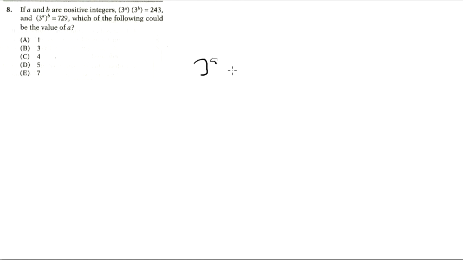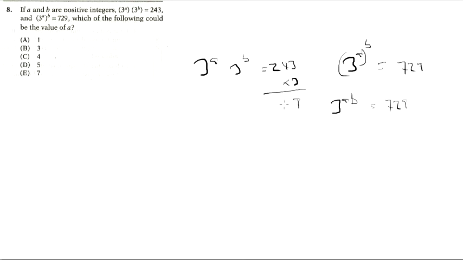3 to the a times 3 to the b times 3 equals 729. 3 to the ab is 729. We have 3ab equals 729. In order to make this equal also to 729, we have to multiply by 3, which gives us 9. 3 times 4 is 12. 2 times 3 is 6, 7. We have to have a 3 here, because we're multiplying this here all out.